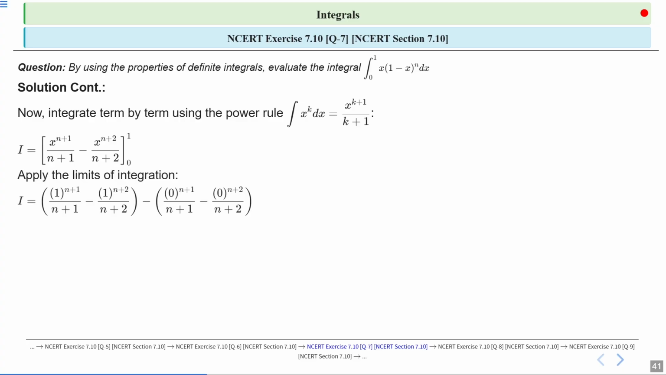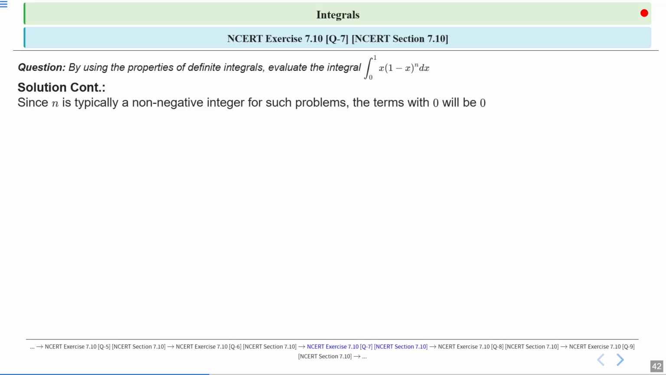So take the upper limit, 1 the power n plus 1 by n plus 1 minus 1 the power n plus 2 by n plus 2, minus 0 the power n plus 1 by n plus 1 minus 0 the power n plus 2 by n plus 2. The terms involving 0 vanish, so I is equal to 1 by (n plus 1) minus 1 by (n plus 2).